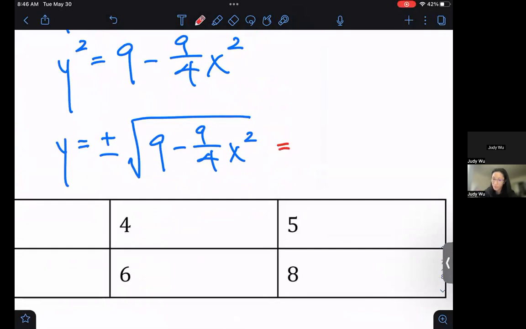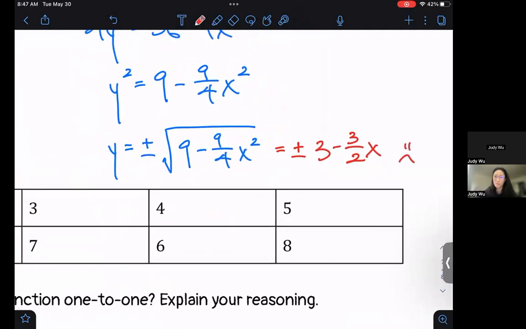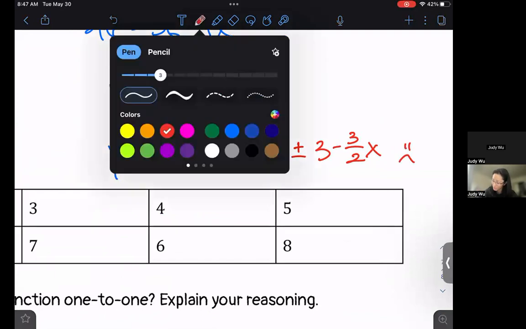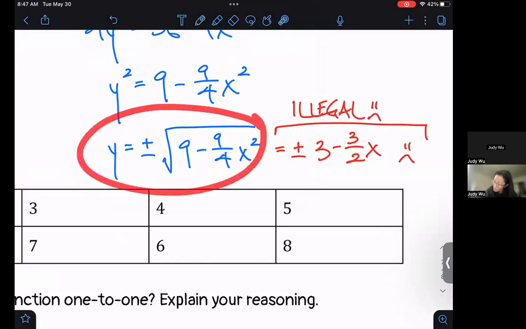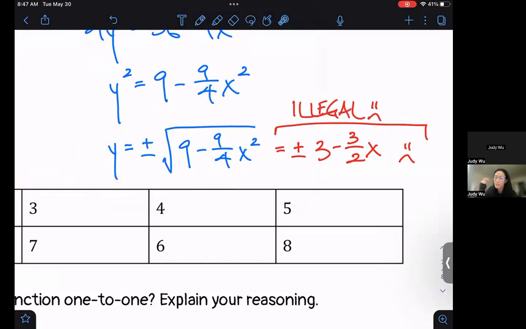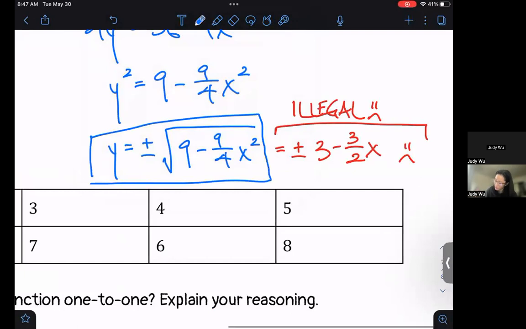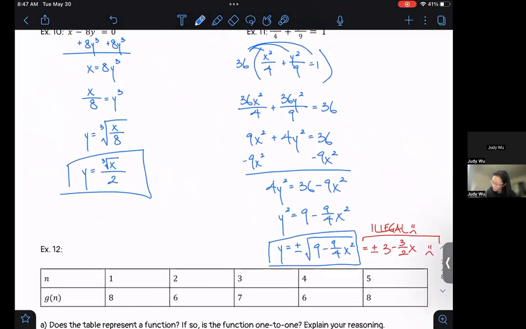Here's what we're not going to do. Don't do this. Don't do this. This is illegal, very, very illegal. We want to make sure we know this is connected by a minus sign, or even if it was a plus sign, we can't just take the square root of everything. So that means that our answer is this for question number 11.